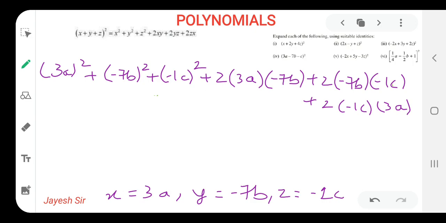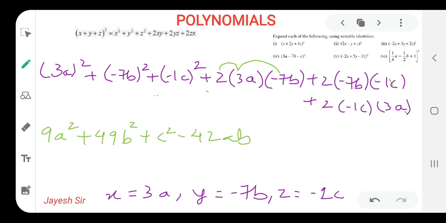3 square, 3a square, that means 9a square. Minus 7 square is 49 only, and plus 7 square is also 49. So minus 7 square is 49, and b square is b square. Square for b is b square. I hope you all might be getting it. So now minus 1 square is plus 1, and c square as it is. Plus, now we have to multiply. 2 3s are 6, and 6 7s are 42, but the minus sign is there, so minus 42ab. I hope you all might be getting it, friends.